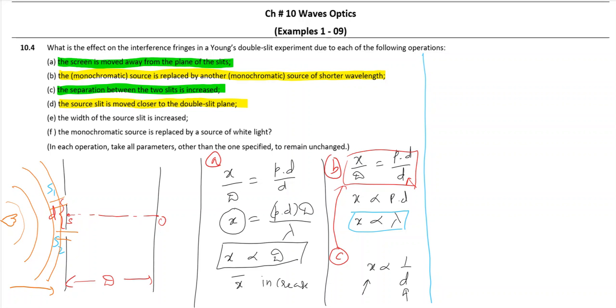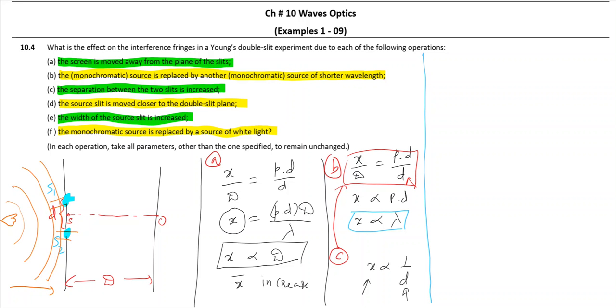Next one, the width of the source slit is increased. What does it mean? What we are doing here is, what if you increase this width? If you increase that width, you are sending more intensity, then the brightness of the constructive interference, the bright fringe, will be more. And lastly, the monochromatic source is replaced by a source of white light.